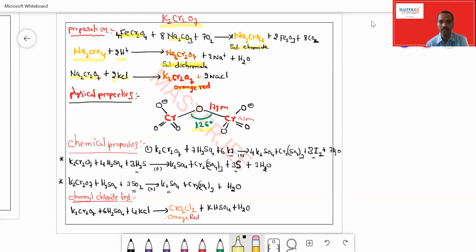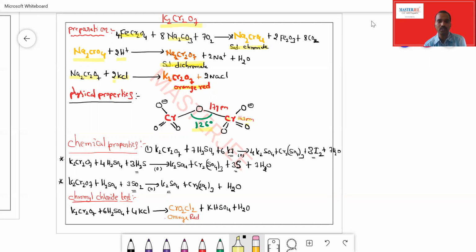The bond length between oxygen and chromium is 179 picometers. The bond length between chromium and oxygen is 163 picometers. So this is the physical property. In the structure of potassium dichromate, once again, in between oxygen and chromium 179 picometers, in between chromium and oxygen 163 picometers, and in between chromium, oxygen, chromium the bond angle is 126 degrees. This is about its structure.